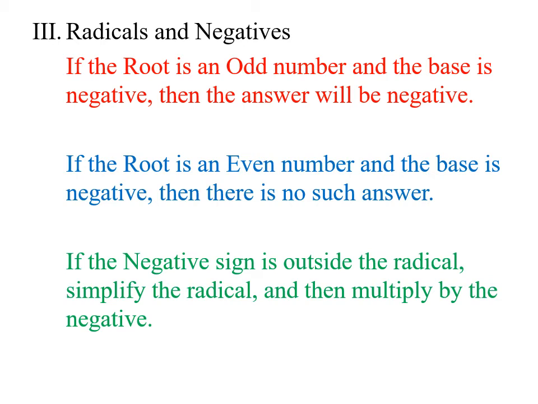Okay, if you have a negative involved, if your root is an odd number, so you're doing a cube root or a fifth root, and the base is negative, the answer just stays negative. If the root is an even number, like a square root or a fourth root, and you have a negative on the inside, you just don't have an answer. You can't do the square root of a negative number. But if the negative is on the outside, it doesn't matter if it's an even root or an odd root. If the negative is on the outside, the negative just comes along for the ride. It's not doing anything. So you just multiply it by whatever you get after you simplify it.